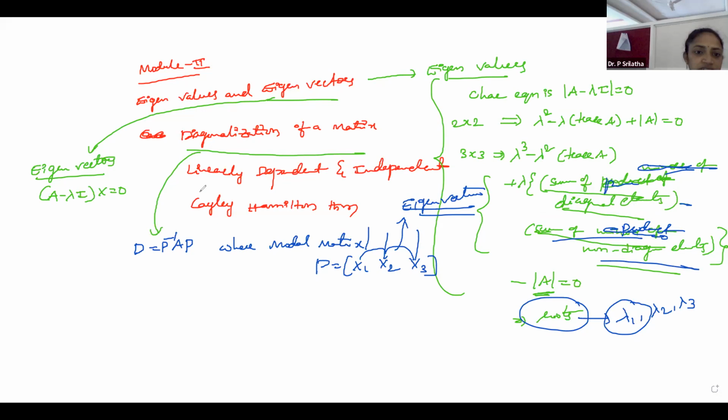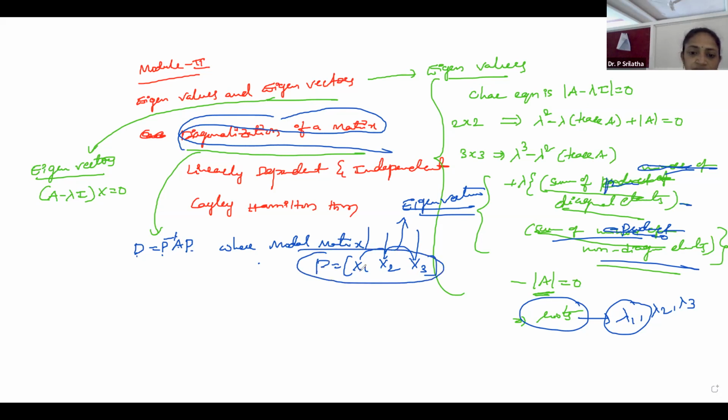So now coming to the diagonalization of a matrix. The diagonalization formula is D equal to P inverse AP, where P equal to the model matrix. The model matrix is denoted like this. So P equal to x1, x2, x3, where x1, x2, x3 are eigenvectors. Okay, so how to find? There is one more question in this, isn't there? What is that question?